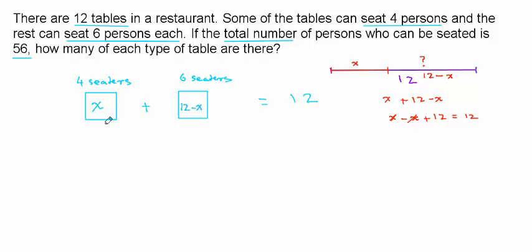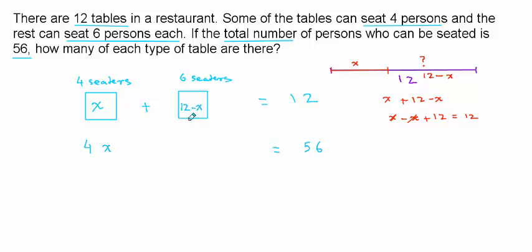Now let's talk about the second part of the problem. It says that the total number of people who can be seated is 56. Look at this number. So something is equal to 56. Now what is that something? Well, if there are x number of 4-seaters, on each one of them, you could have 4 people seated. So the total number of people who could be seated on all the 4-seaters taken together is going to be 4 multiplied with x, or 4x.